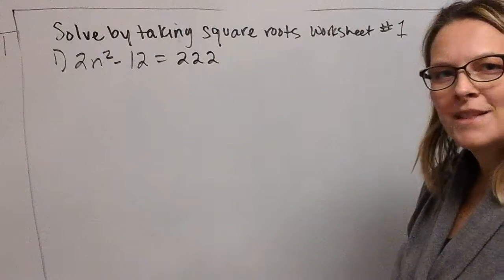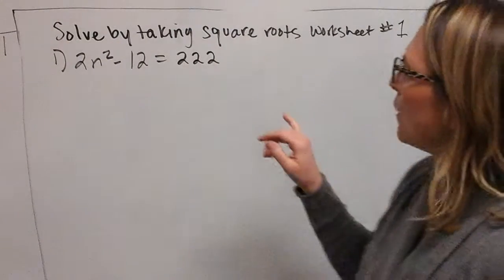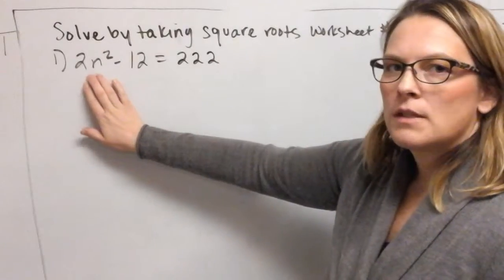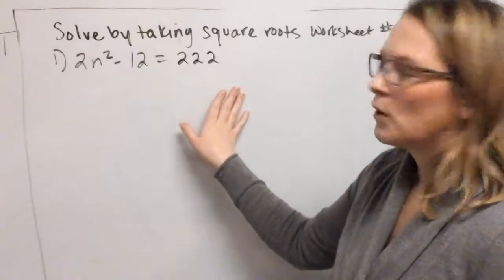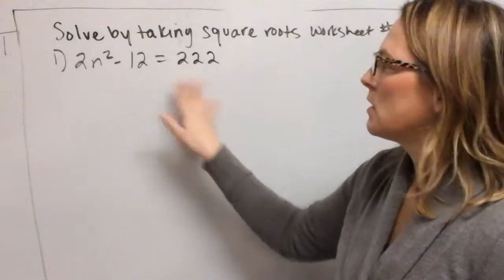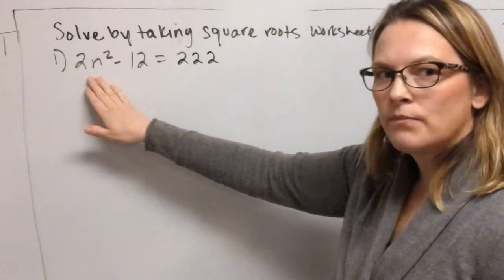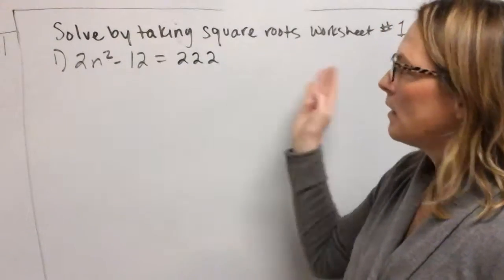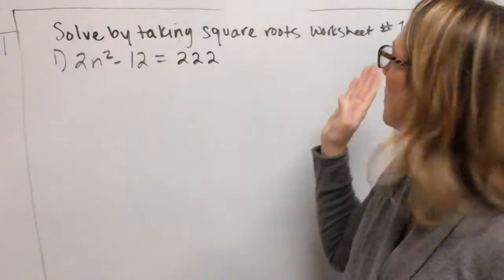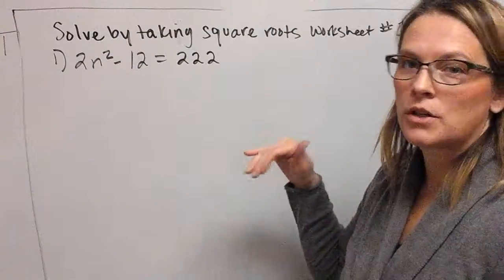When you're going to solve by taking square roots, you always want to isolate the squared term. In this case, it's n squared. This particular equation doesn't have a linear term, so there isn't like a 12n. It's just got a quadratic term. So it works out nicely when you solve by taking the square roots if you don't have a linear term.